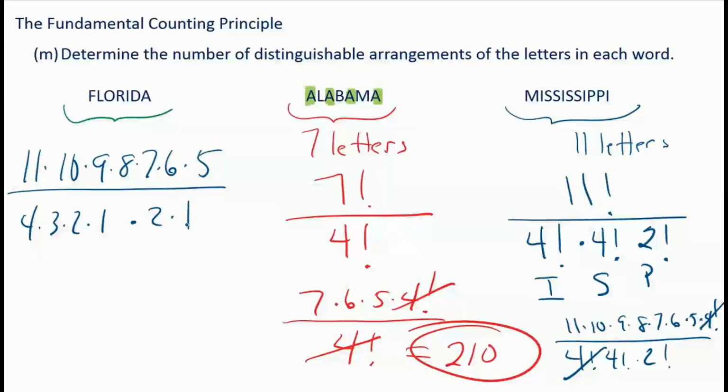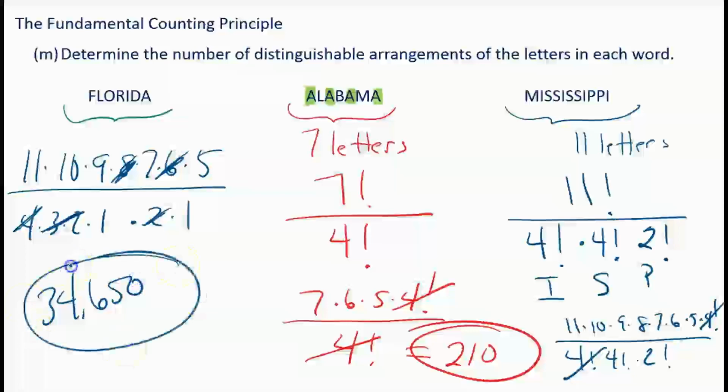Now, if you wanted to, you could cancel more stuff. Like I see this 3 and this 2, that's going to cancel with 6. And I see this 4 and this 2, and that's going to cancel with 8. It makes my numbers a little bit smaller. Or if you've got a calculator in front of you, why bother doing all that? Just type it in. Okay, so I'm going to type in 11 times 10 times 9, but I canceled the 8, so times 7, I cancel the 6, times 5. And when I do all that, I get 34,650 distinguishable arrangements of Mississippi.